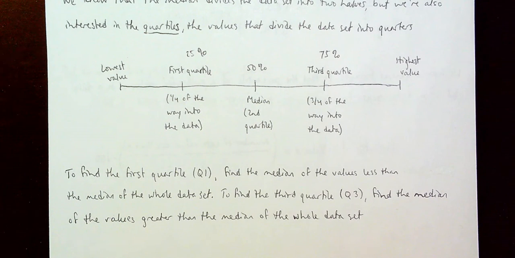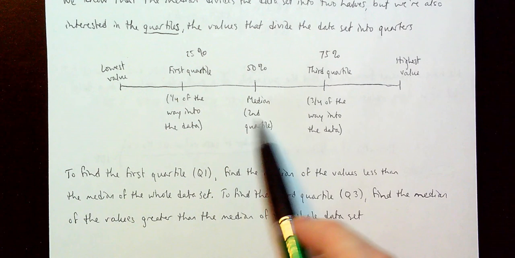Now, finding the median we know how to do. Finding the first and third quartiles is very straightforward and not that complicated at all. It's very much like finding the median of a slightly smaller set of data. To find the first quartile, which you often see symbolized as Q1, you're just finding the median of the values that are less than the median of the whole set.